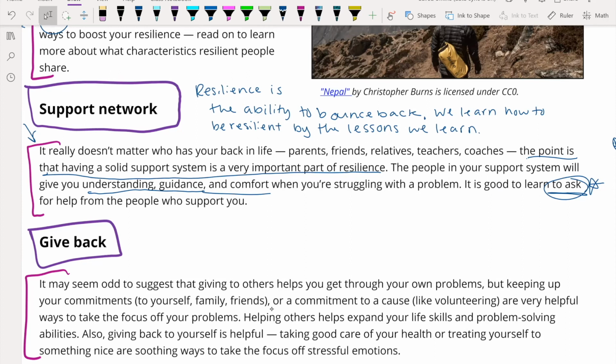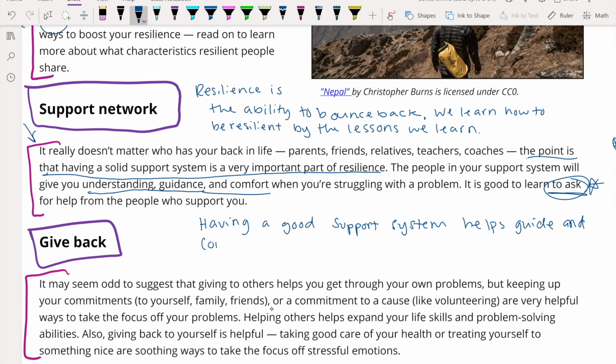Let's write a quick one sentence summary. We're going to use some keywords and make sure we're incorporating the main idea. So having a good support system helps guide and comfort us when we are struggling. Remember to ask for help.